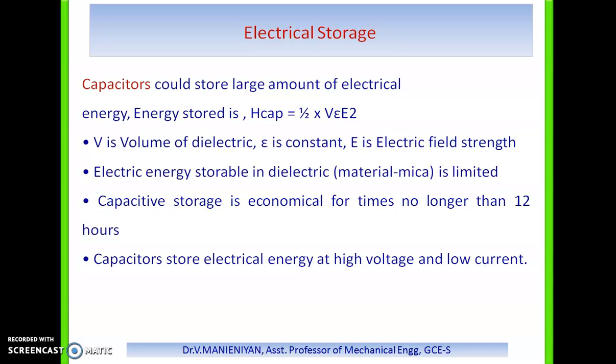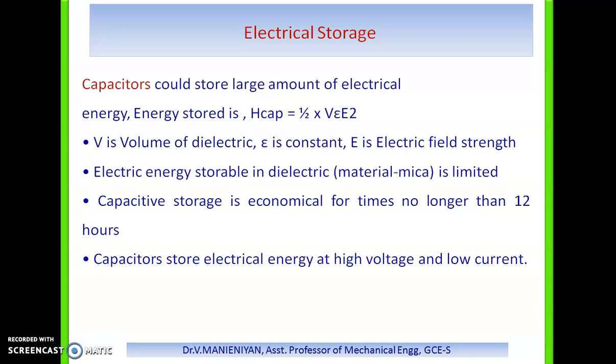Normally, theoretically, a capacitor should store a large amount of electric energy for a long period. The equation for the total energy stored in the capacitor is H equal to half V epsilon E squared, where V is the volume of the dielectric, epsilon is the dielectric constant and E is the electric field strength. Normally the electric field strength is limited by the breakdown strength of the dielectric medium. Therefore, the electrical energy stored in a dielectric is limited.